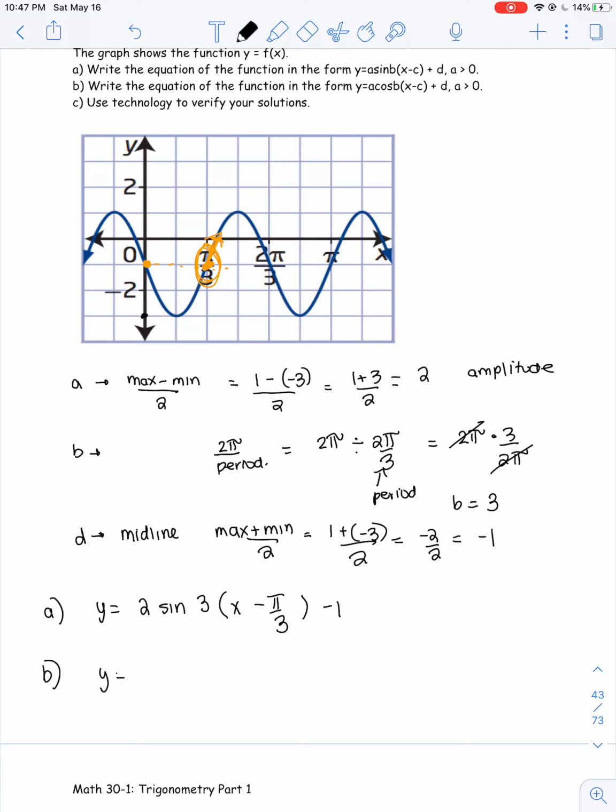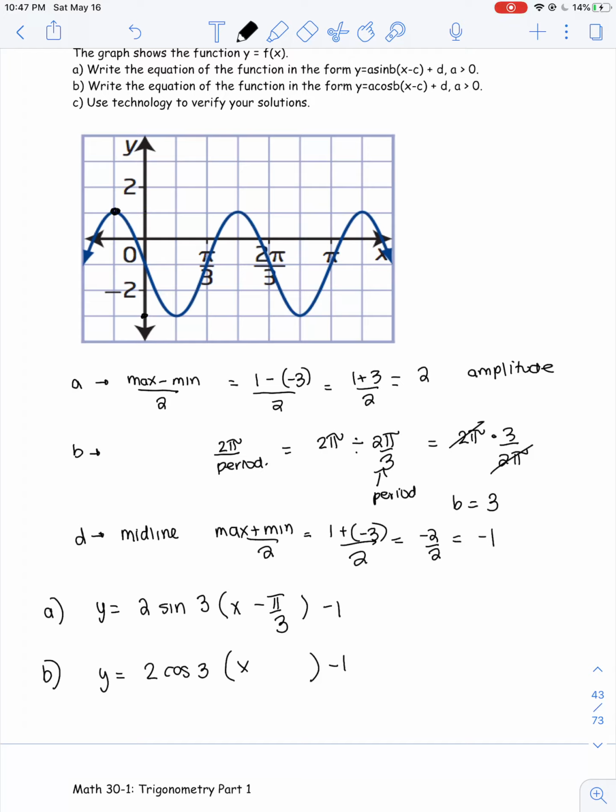And for cos, you would write y equals 2 cos 3. Everything else stays the same. X and then minus 1. So the only thing, again, that we have to change is the c value. So cos is way easier because we just have to look for the closest maximum. The maximum should always be where it starts off. So it should have been there. So I always pick the closest one.